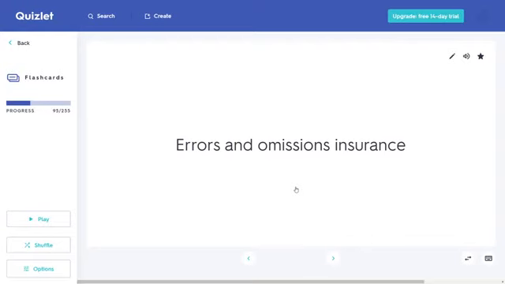Okay. Fun fact about errors and emissions insurance: some, but not all states, actually require a form of errors and emissions insurance for a lot of different careers, not just real estate agents, but there are some other types of careers where errors and emissions insurance is required.